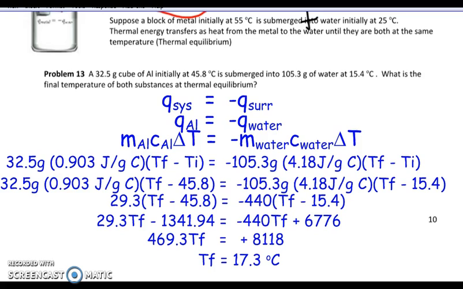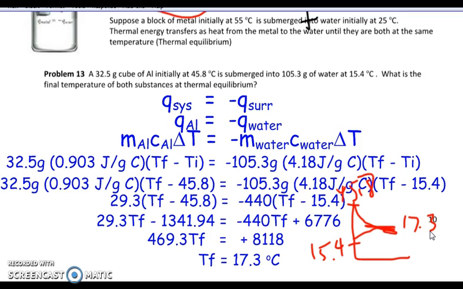Well, let's go back to this whole idea again, where I start off with my aluminum here at 45.8, and it's going to lose energy. And here I'm going to start off with my water at 15.4, and it's going to gain some energy. And notice they end up somewhere between those two values at 17.3. Now, notice a couple more things. Notice the water only went up by like 2 degrees, and the aluminum went down by 28 degrees or so.